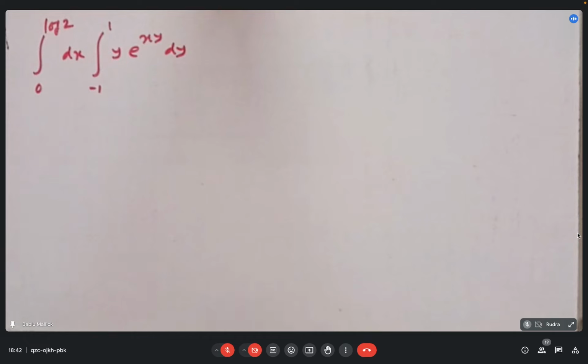So here, according to the problem, it is given that you have to integrate with respect to y first, and then we shall integrate with respect to x. But here I shall interchange the order of limit. We shall write it in this way.